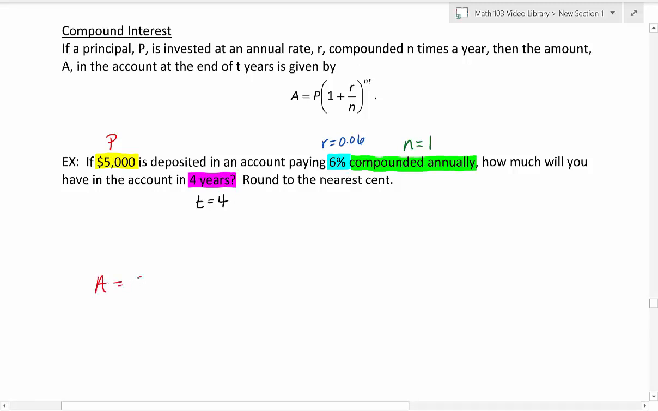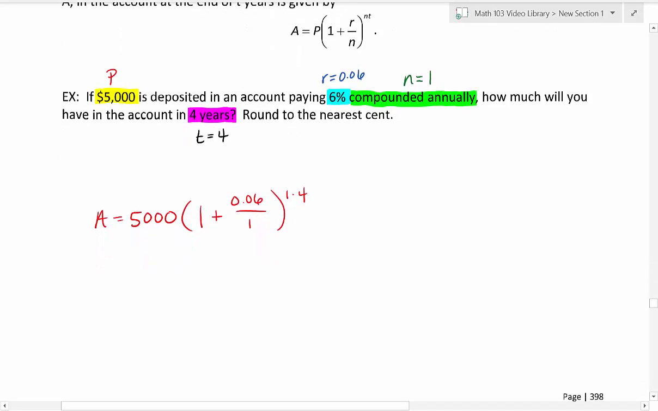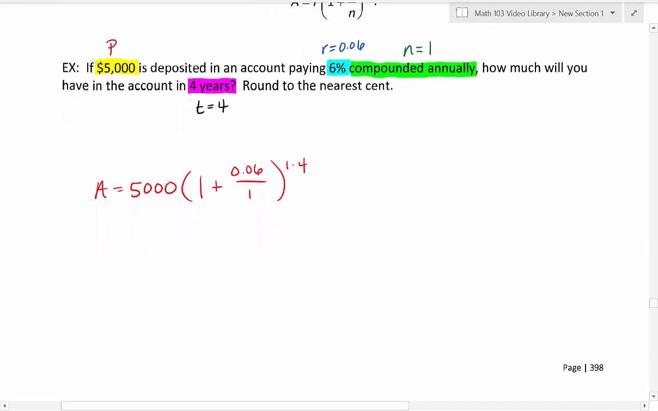A equals 5,000 times 1 plus 0.06 divided by 1 raised to the 1 times 4 power. Now you could just plug this into your calculator as is. Personally, I'd do a little bit of cleanup so that the plug-in was easier. Inside our parentheses, we have 0.06 divided by 1. So that's just going to be 0.06. And then adding 1 to that, I'm going to get 1.06.